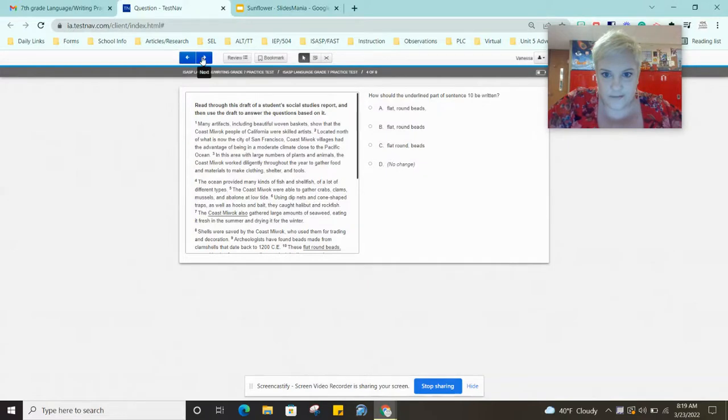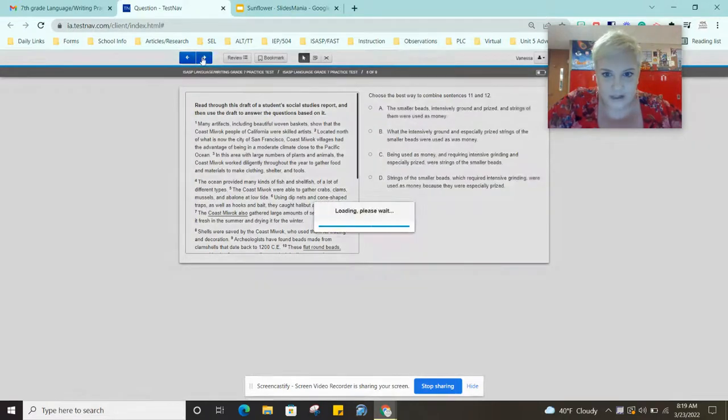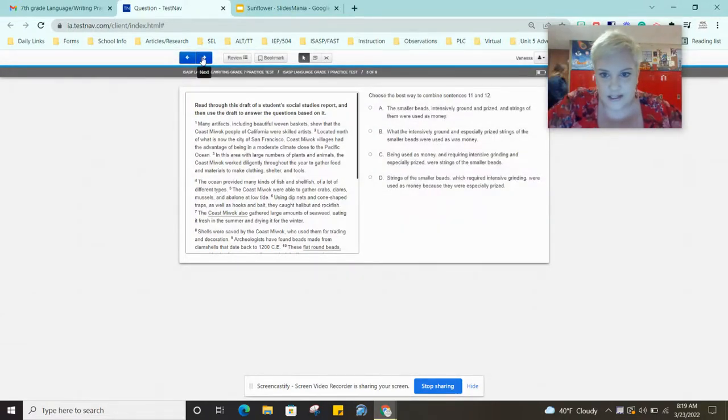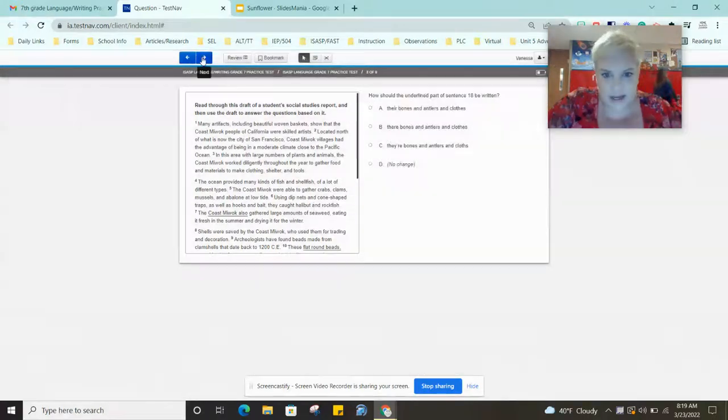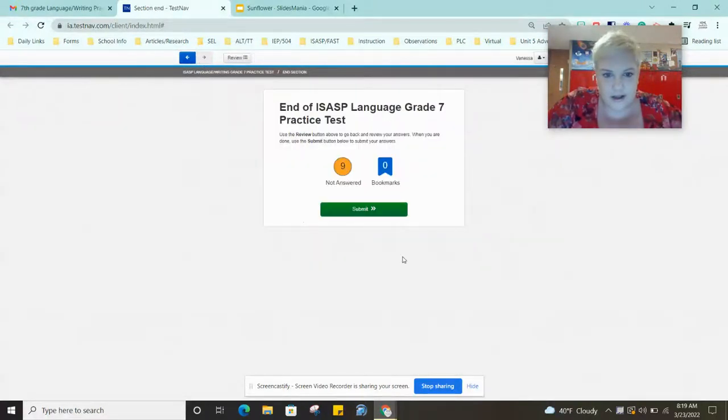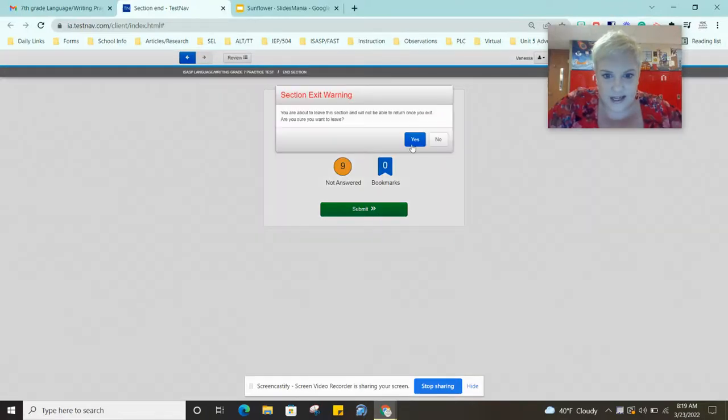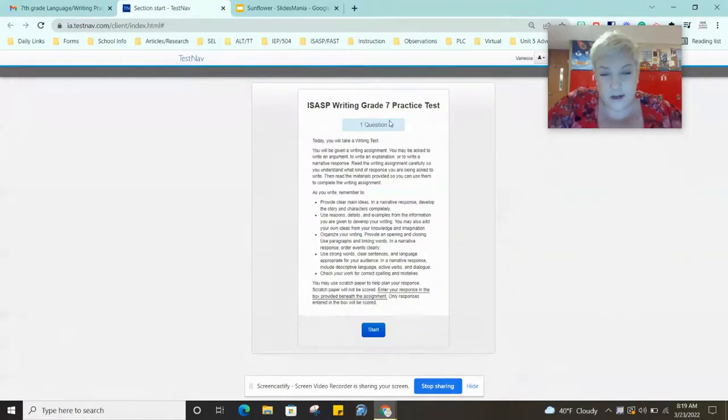How should the underlined part of sentence 10 be written? And then the last question, not the last question. You're going to go through all of these, okay? And some of them are going to tell you if you answered some of them, if you didn't. Obviously, I didn't answer them. Then you're going to go to the practice test, okay?